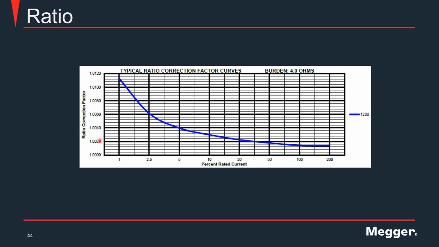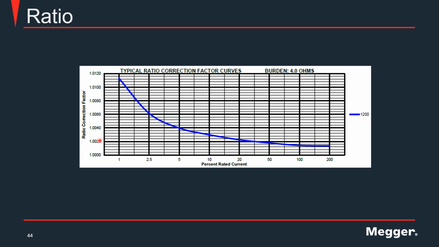With today's meters and relays, you can actually use this information to go into the meter or into the relay to program those curves there and get a much more accurate measurement, even with an inaccurate CT. That means that you don't have to replace a CT all the time.